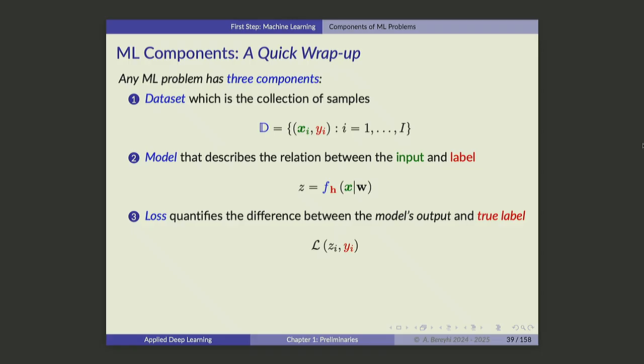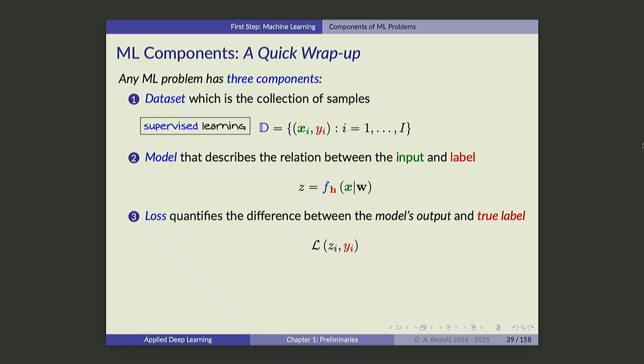Just to wrap up what we have done up to this point: if you have a machine learning problem, you always have 3 components. The first one is the data set. We are thinking about a supervised data set, meaning that we have the samples and the labels. Our task is to develop one computational model, something like f_h of x, given the weights w, that is able to get x and give me at the output something very close to the label that I have inside my data set. Yeah?